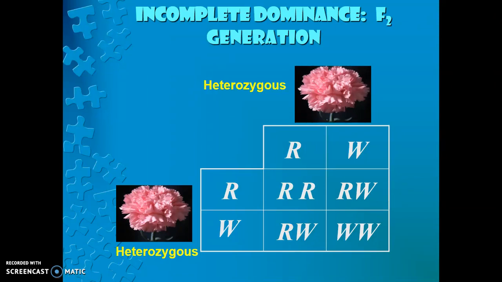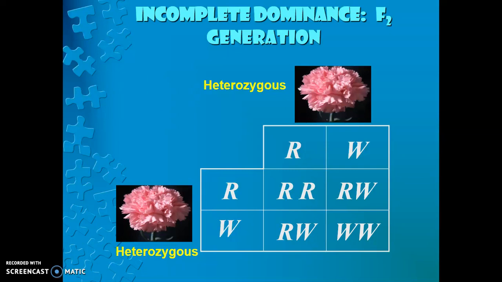So the way to help you is, before, when we had big letters and little letters, the big letters always went first because they're dominant. But here, what I like to do is I just like to keep them in alphabetical order. So if you always write your heterozygous in alphabetical order, then all of your heterozygotes will look the same and you won't confuse your brain. Because if you write one as RW and one as WR, your brain may think those are two different things, when in reality they're the exact same.